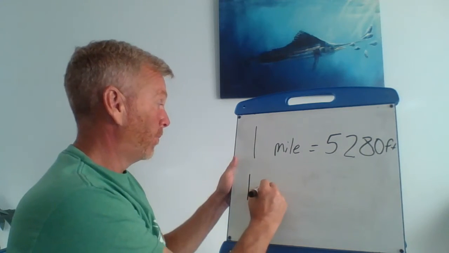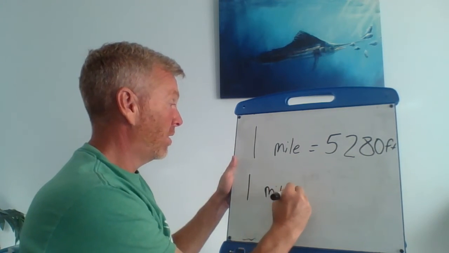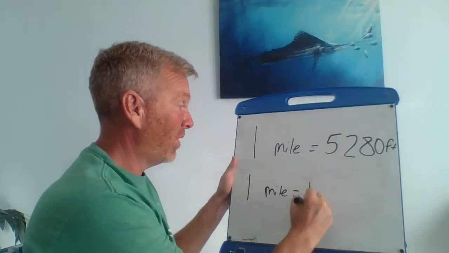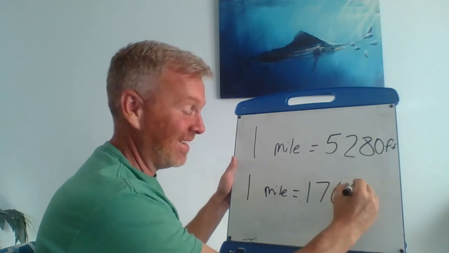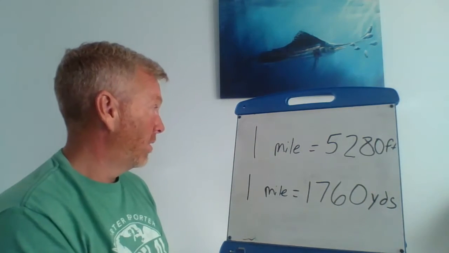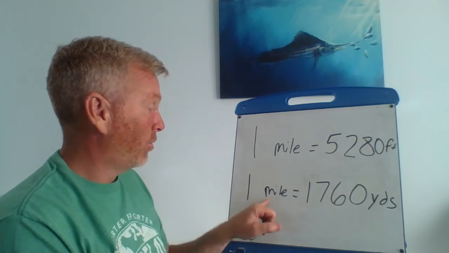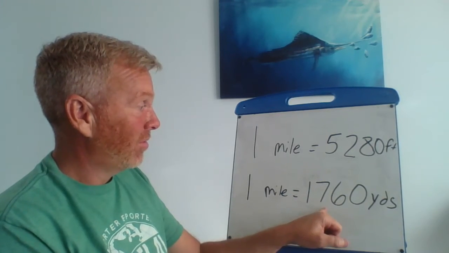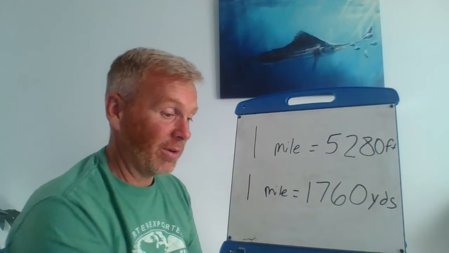1 mile is equal to 1,760 yards. So 1 mile is equal to 1,760 yards. So I've got a nice little challenge for you here.